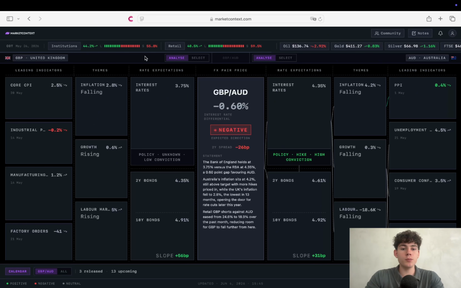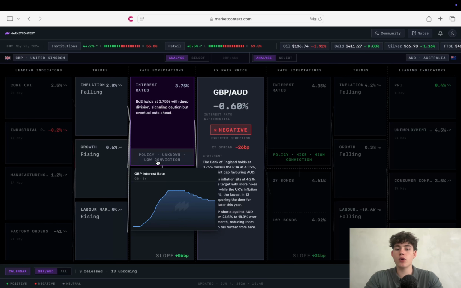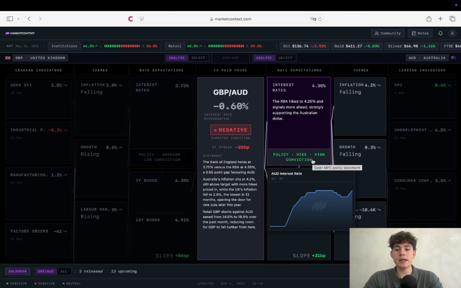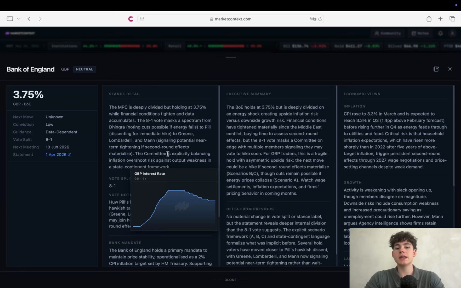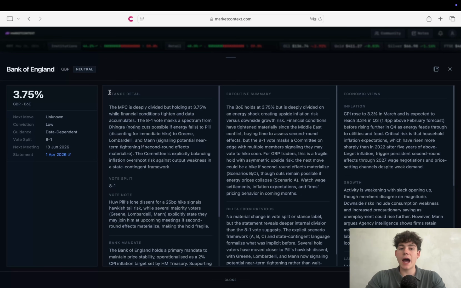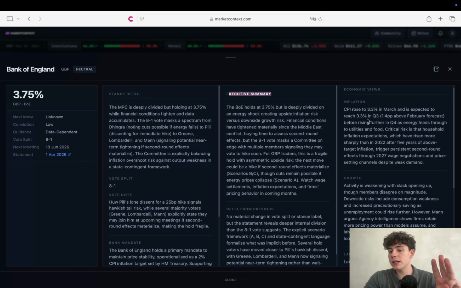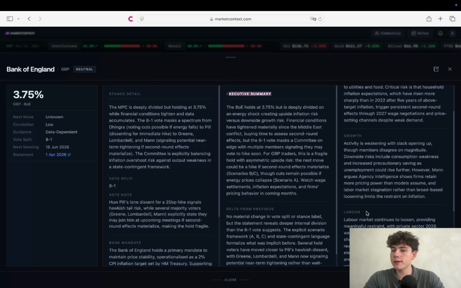So what I then do is I first of all look at the policy for this currency. So we have GBP and AUD, and I look at how the central banks are positioned. So looking here at the pound, I'll be reading how the last stance was from the last Bank of England's meeting. I'll look at the summary from that meeting, and I'll especially take a look at how they look at the three economic themes: inflation, growth, and the labor market.